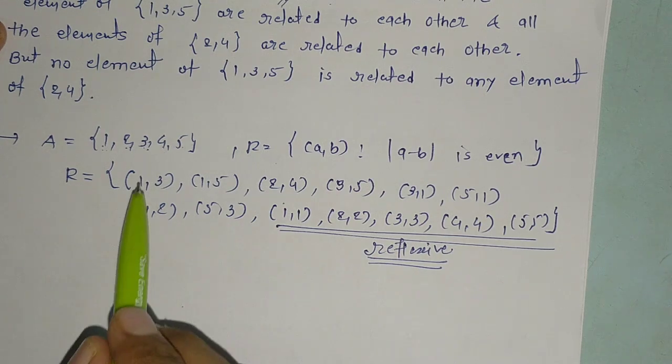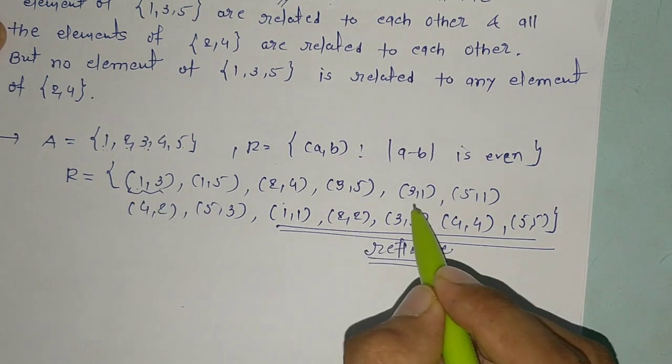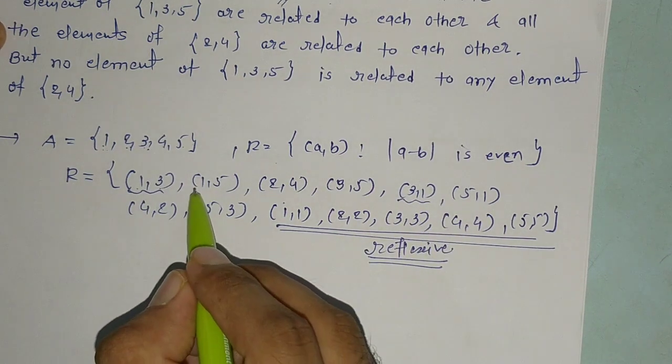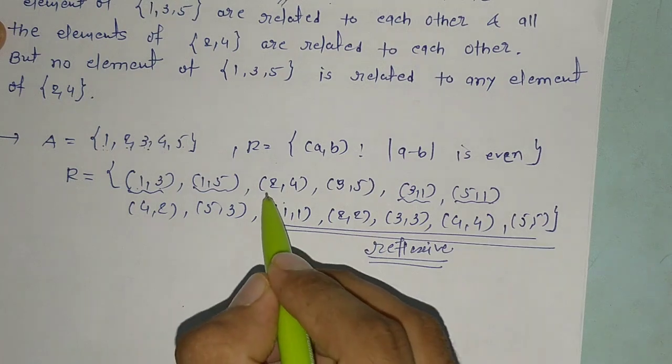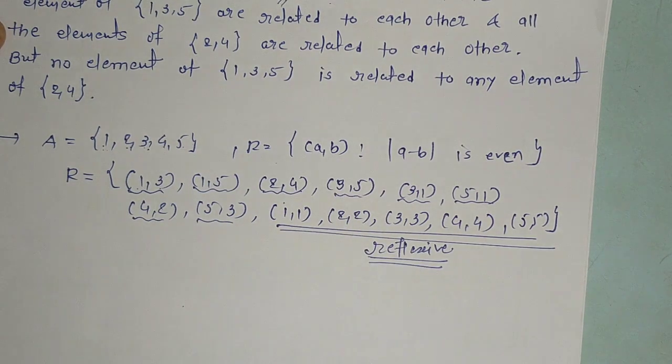For symmetricity, for 1 comma 3 there must be 3 comma 1. So over here I am denoting it this way. For 1 comma 5 there is 5 comma 1. For 2 comma 4 there is 4 comma 2. For 3 comma 5 there is 5 comma 3. So this is symmetric also.